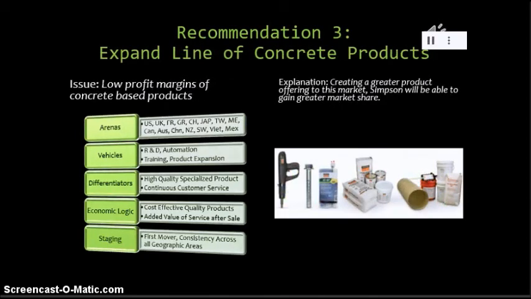Our third critical issue showed us that there were low profit margins of concrete-based products. So our third recommendation will be to expand the line of concrete products. A simple explanation would be that by creating a greater product offering to this market, Simpson will be able to gain greater market share.